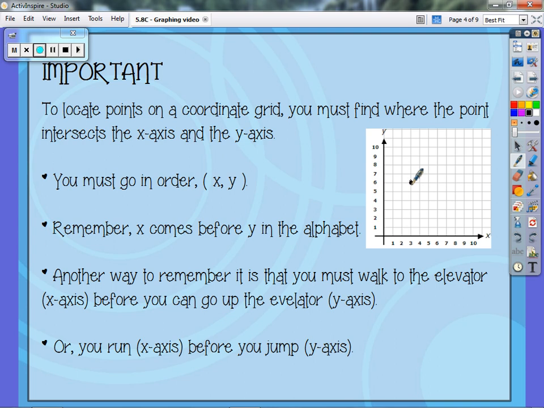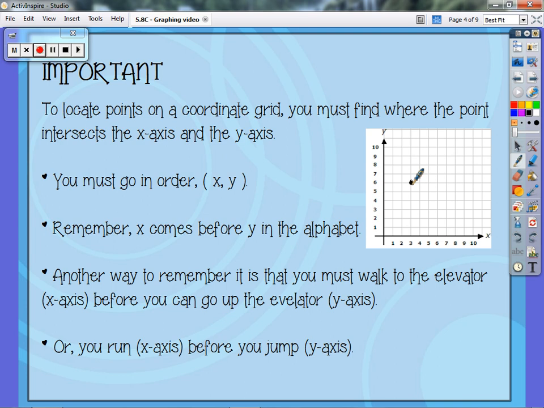In order to graph, since this is the x-axis here, in the letters of the alphabet the x comes first, so we've got to go along x first, and then y. This is the y-axis, then y. So we're going to move on the x-axis first, then we're going to go on to the y-axis.